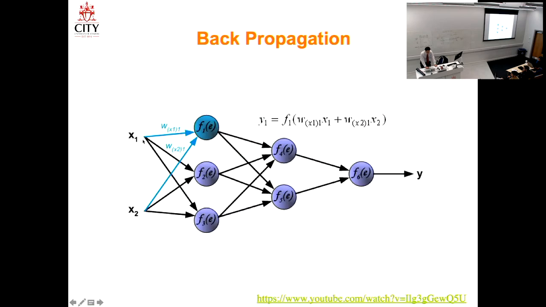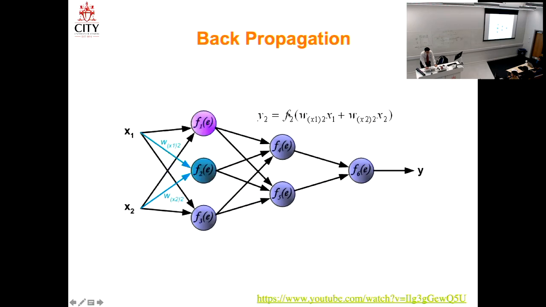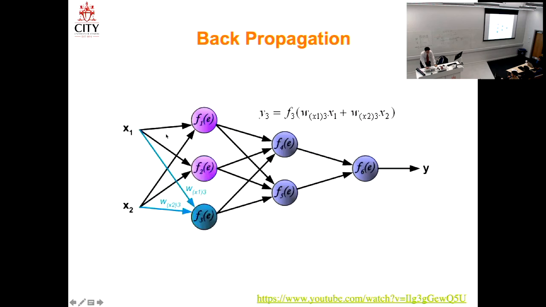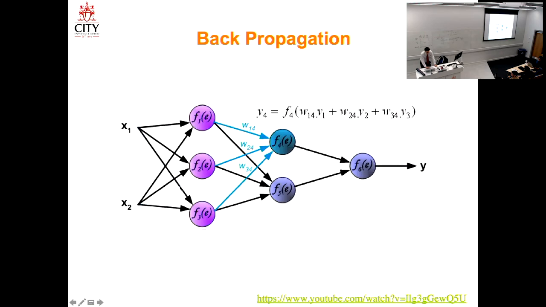So this one is x1 times w_x1_1, plus x2 times w_x2_1, and the activation function. This one, same. This one, same. And I keep doing that. Now the next layer is the output of this one, times the weight from this one. So x1 is not directly connected to this. So the output of this neuron is connected. And I multiply and keep going and keep doing that.